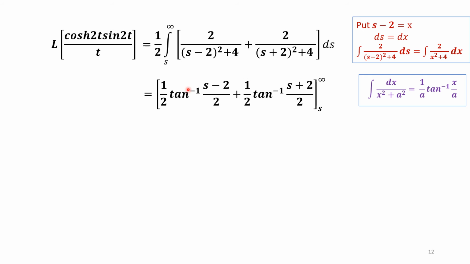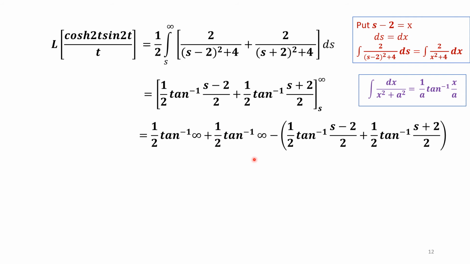Only thing, x is s minus 2 in the first term and x is s plus 2 in the second term. The x by a will be (s minus 2) by a, and here it will be (s plus 2) by a. Apply the upper limit and the lower limit. So when we apply the upper limit, s becomes infinity. So tan inverse of infinity, which is pi by 2.